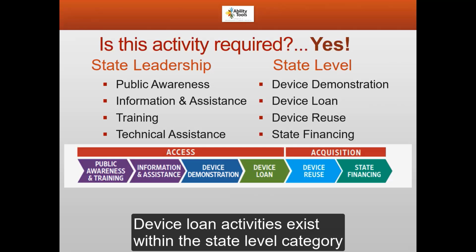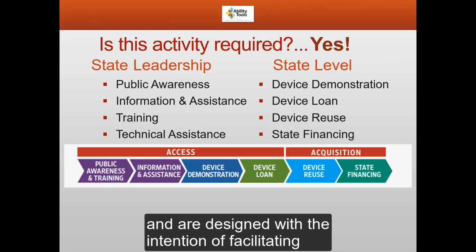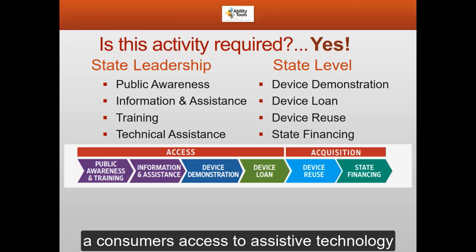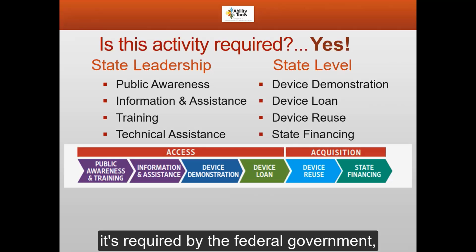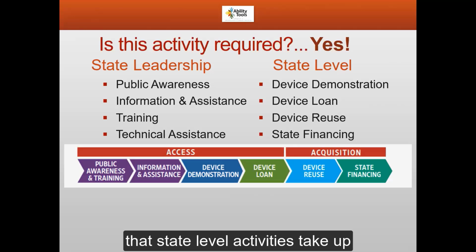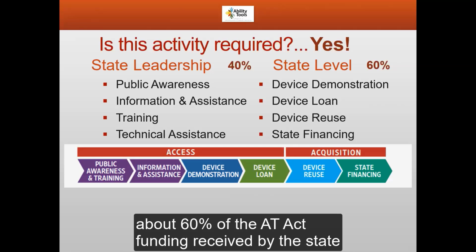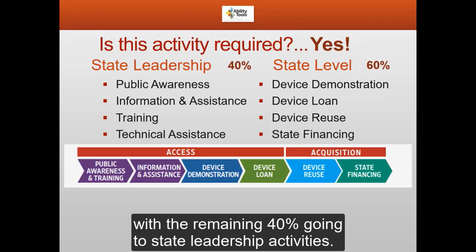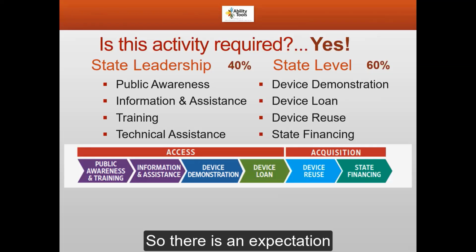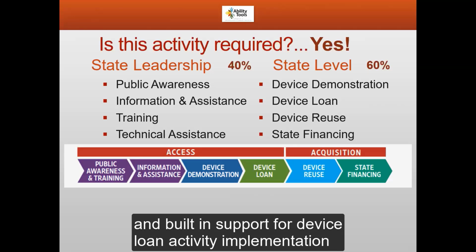Device loan activities exist within the state level category and are designed with the intention of facilitating a consumer's access to assistive technology. It's required by the federal government that state level activities take up about 60% of the AT Act funding received by the state, with the remaining 40% going to state leadership activities. So there is an expectation and built-in support for device loan activity implementation.